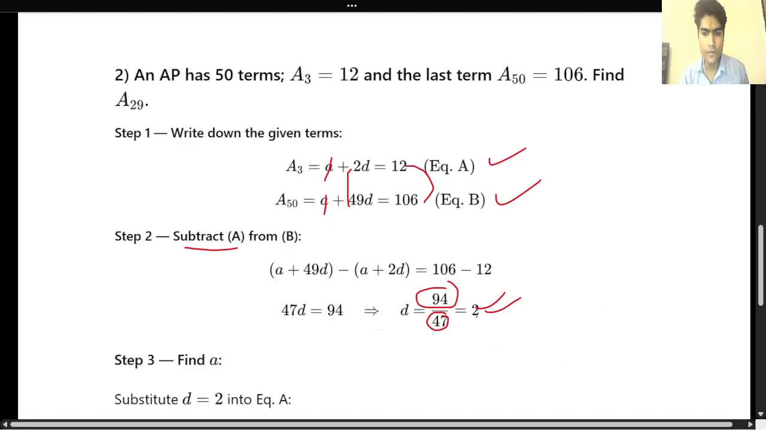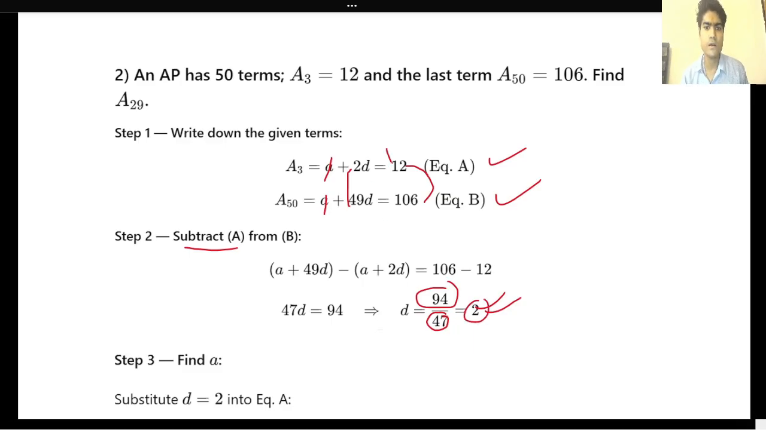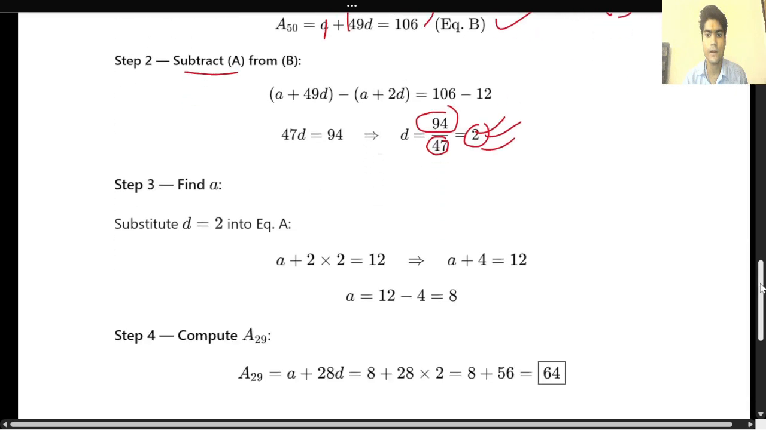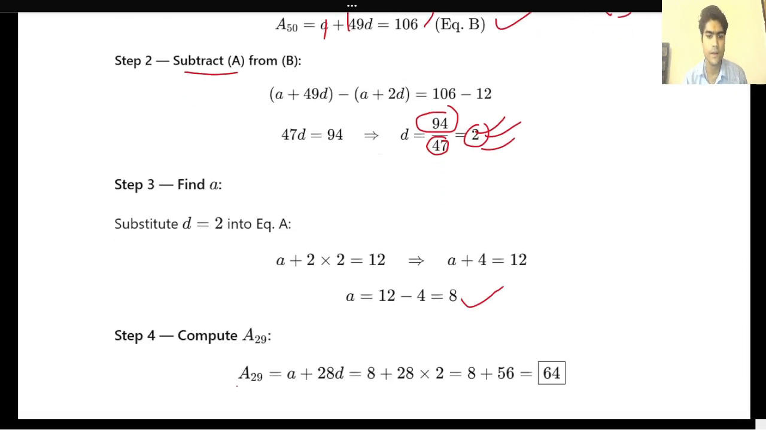I substitute the value of d that I've got in equation number 1 to find a. So I get a plus 4, because 2 into 2 becomes 4, equal to 12. When I solve it, I get my value of a is equal to 8, right? So I know my value of d and I know my value of a. So can I find my A29? Very easily: a plus 28d, where a is equal to 8, which we have just found, and d is equal to 2. So I get 8 plus 28 into 2, that is 56, which gives 64.